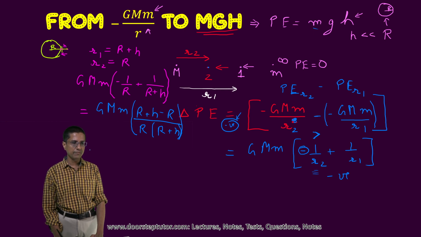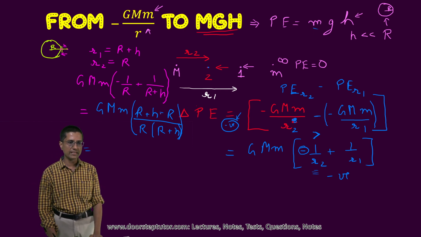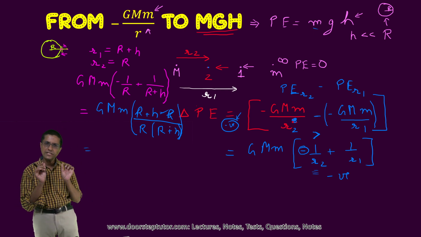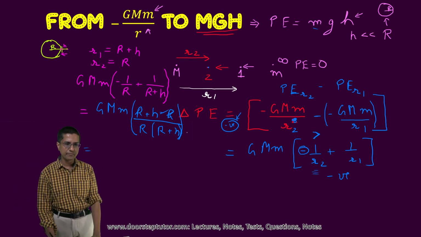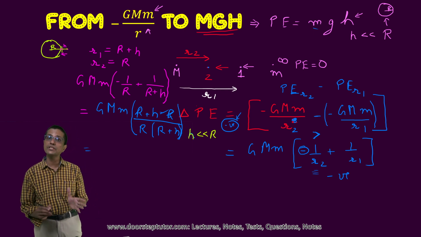And now I simplify this further. But before I do further simplification, this R and this H would actually cancel. I make a very small assumption. I say that this H is actually much less than R. So this is my assumption, that this H is much less than R, which is true, right?